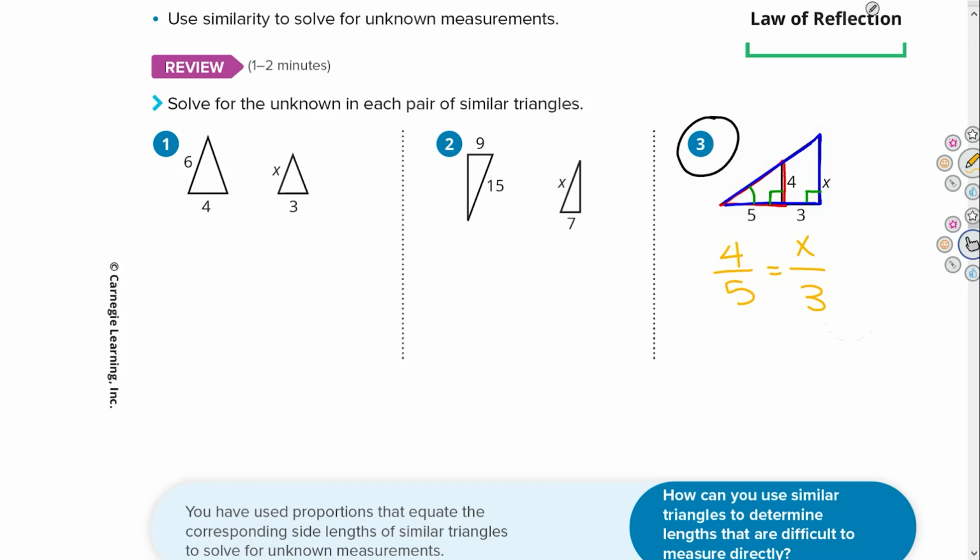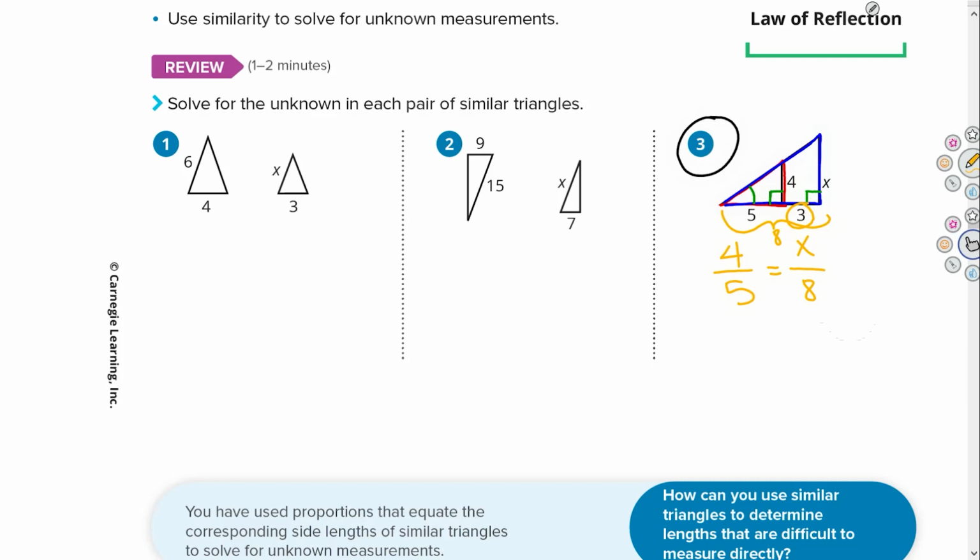The thing that's wrong is that 4 and 5 are both whole lengths in the red triangle. It's the height over the width of the red triangle, and that's fine. In the blue triangle, the whole height is x. That's also fine. The problem is that 3 is not the full width of the blue triangle. It's only part of it. So instead of using 3, we need to use 8. That is a correct proportion.